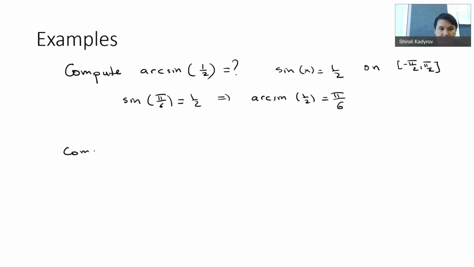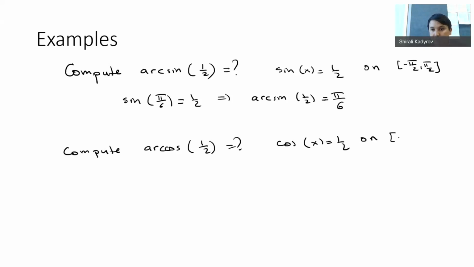Okay, let's compute arc cosine of 1 half also. This means we are looking for cosine of x equal to 1 half, but what was the range here? It's from 0 to pi. So in this case, we see that x must be 60 degrees, so this is pi over 3. So arc cosine of 1 half is pi over 3, etc. So you only need to go back to the original trig function to compute the inverse.